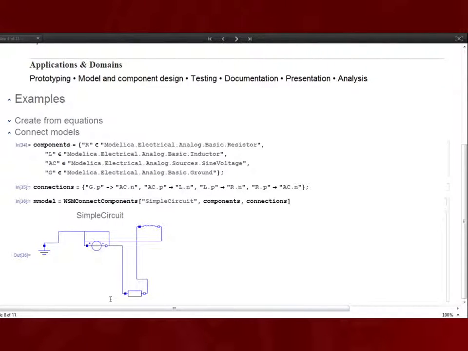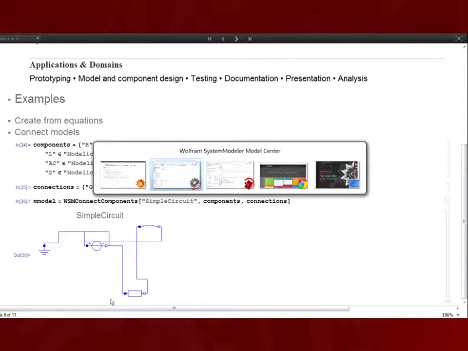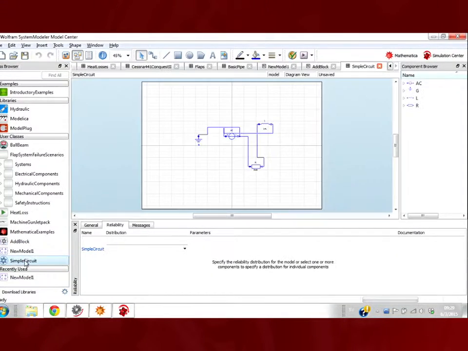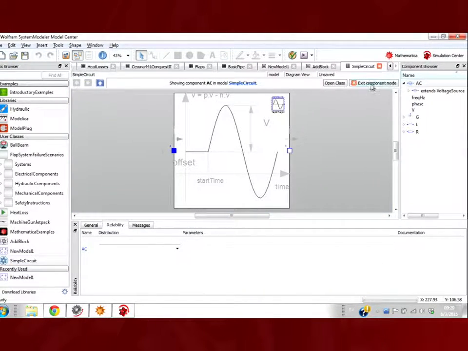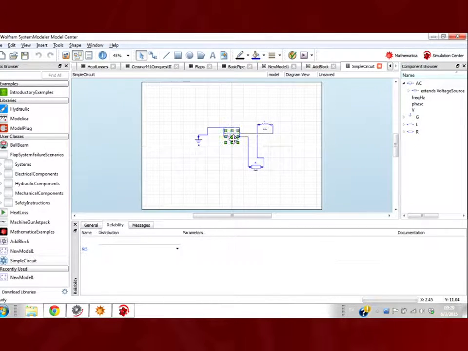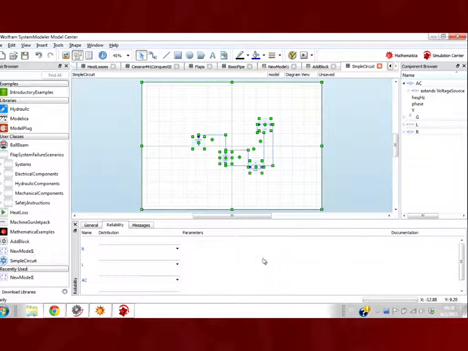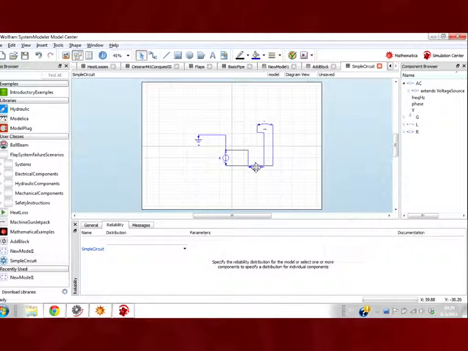The diagram is kind of not that good looking, but it's easy to fix, because you have it in SystemModeler now, and you can try to rearrange stuff, like moving around, and let's do this. Reset connection line. Move around and try to see how this should be arranged to look good. And then you have your system there.